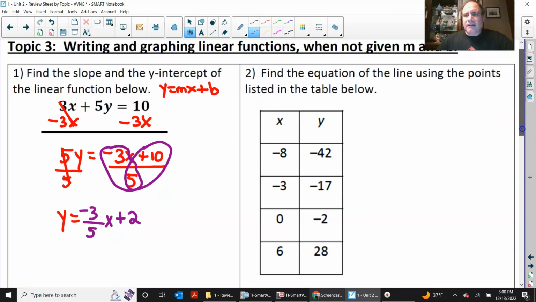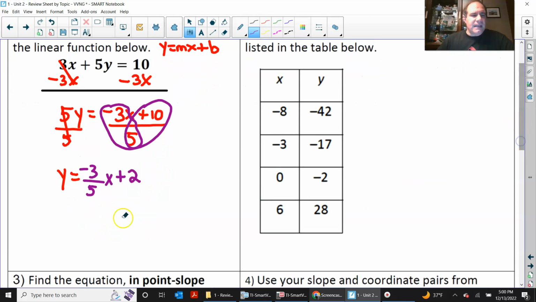So now you have the slope, m, equals negative 3 over 2. It is a negative slope. It goes down from left to right and crosses at the y-intercept, which is 2. That's it. It's done. You're finished.